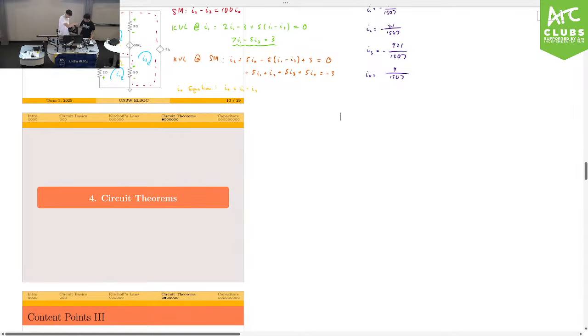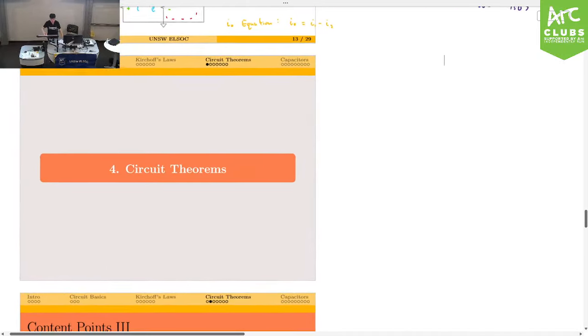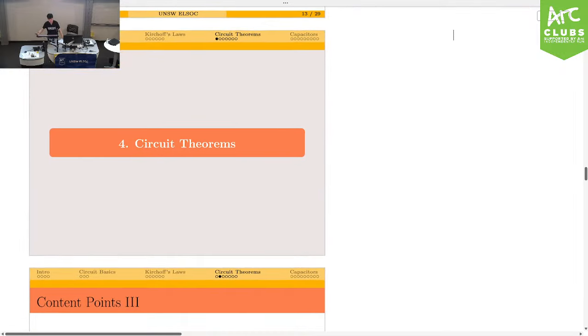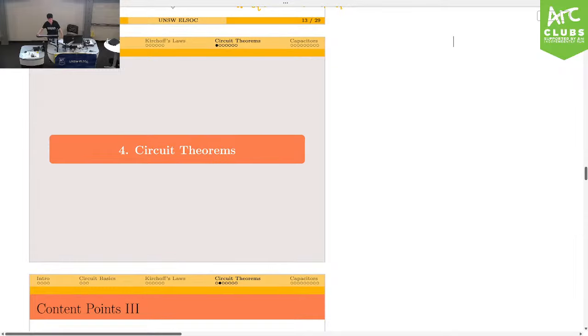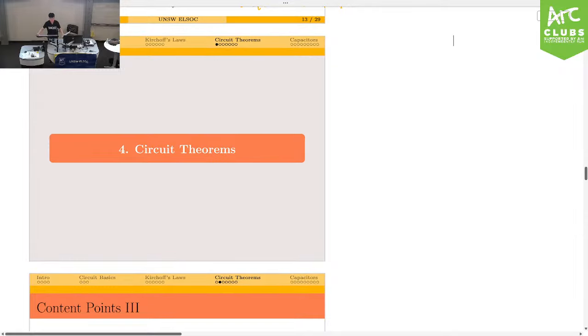Okay, so welcome to our next topic, which is circuit theorems. Before we actually get on this topic, let me just put a fun brain teaser, which I hope is interesting.